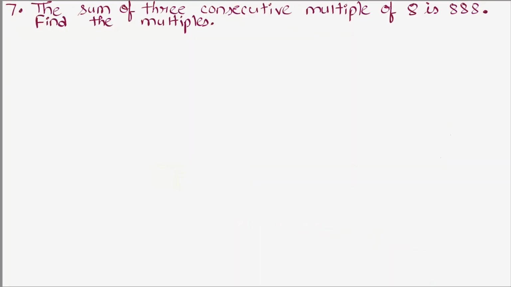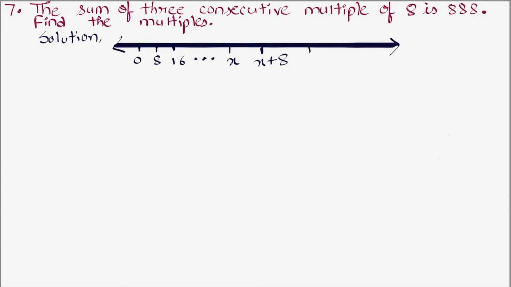Now the seventh question. The sum of three consecutive multiples of 8 is 888. Find the multiples. Let's understand the same with the help of a number line. On the number line you can see 0, 8, 16 and it continues to be x, x plus 8 and x plus 8 plus 8, and 8 plus 8 is nothing but 16. So you have x plus 16.